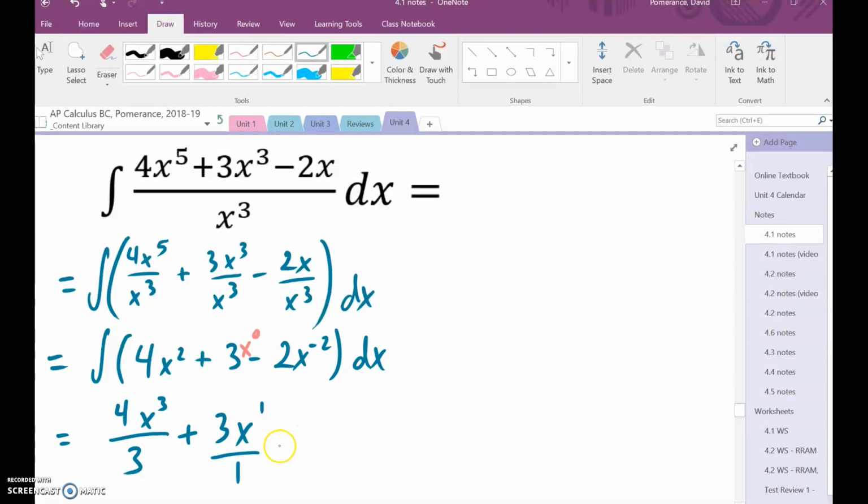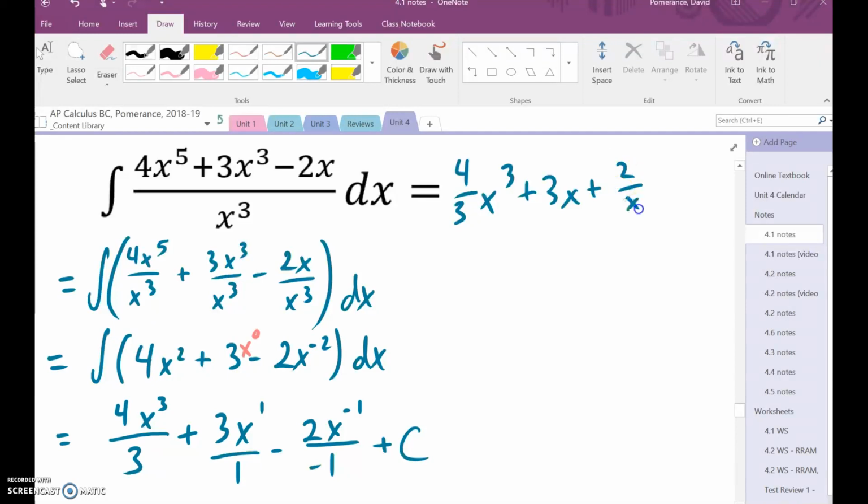And then we're going to have one more problem here. We're going to have minus 2x to the negative 1, and we're going to divide that by negative 1. And never forget your plus c. So we end up with, let's see, 4/3 x cubed plus 3x plus 2 over x plus c. Sounds like I've got to stop now. We'll pick this up later.